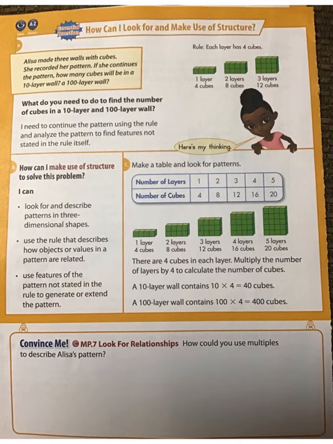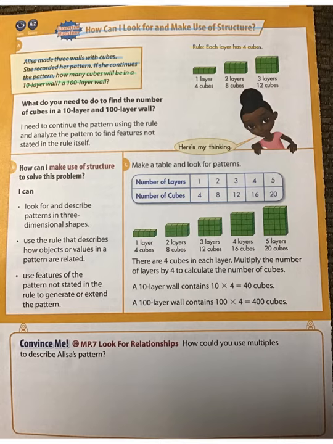Okay, how can I look for and make use of structure? Alyssa made 3 walls with cubes. She recorded her pattern. If she continues the pattern, we want to find out how many cubes will be in the 10th layer wall and on the 100 layer wall. Now, if we look at the pattern on the right, make sure that you're looking at the rule as well.